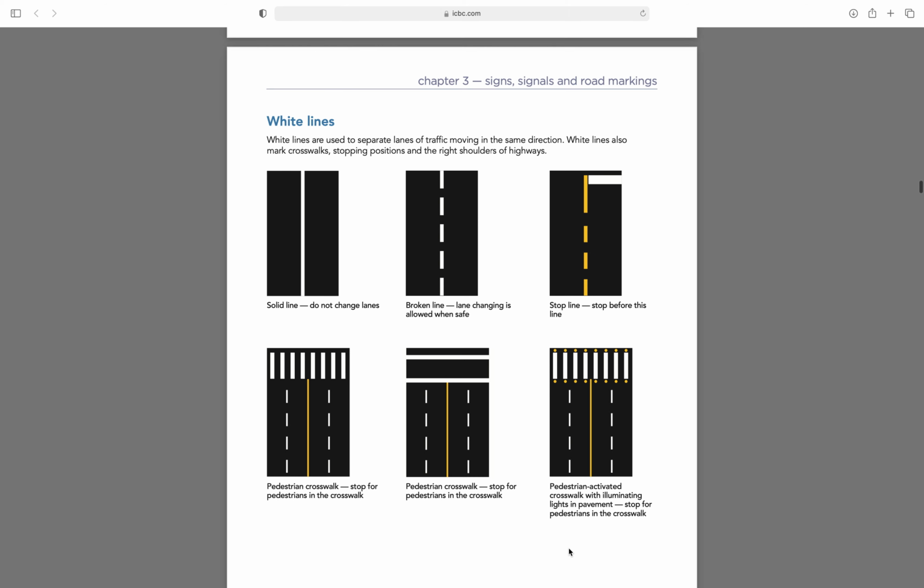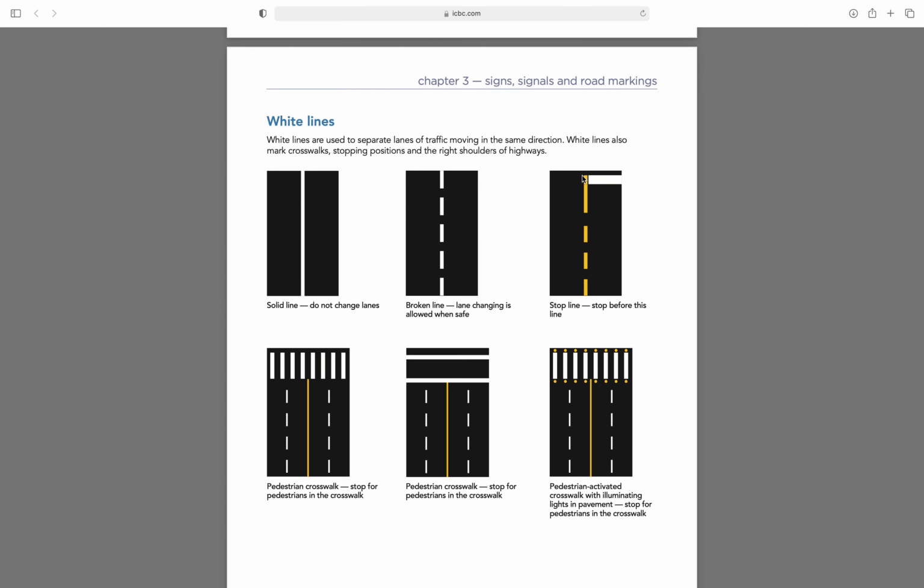White lines are used to separate lanes of traffic moving in the same direction. White lines are also used to mark crosswalks, stopping positions, and the right shoulders of highways. So if it's a solid white line, you cannot change lanes. If it's a broken one, lane changing is allowed when safe.